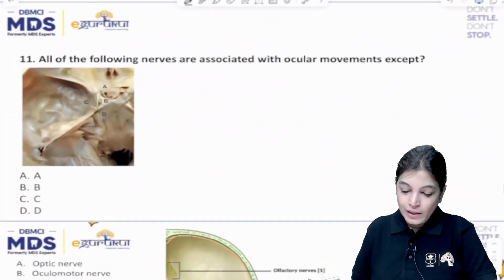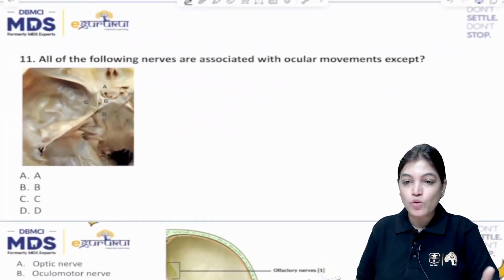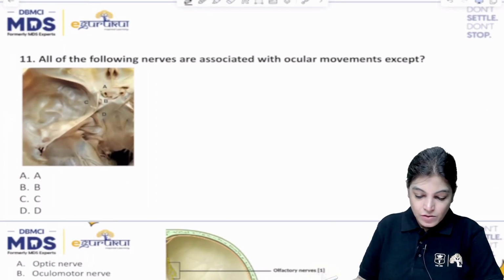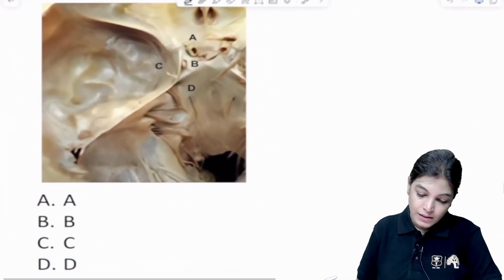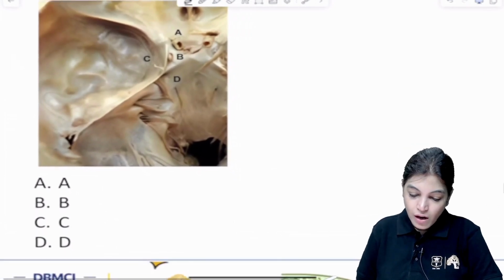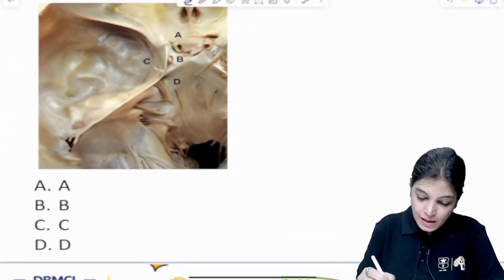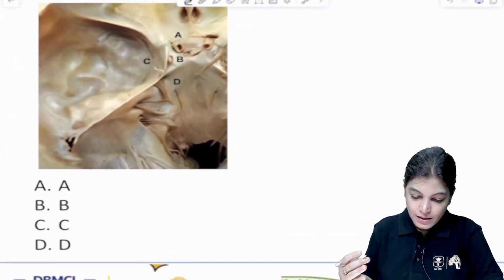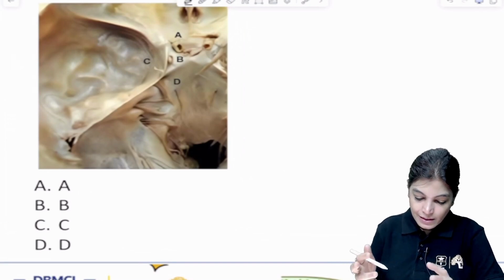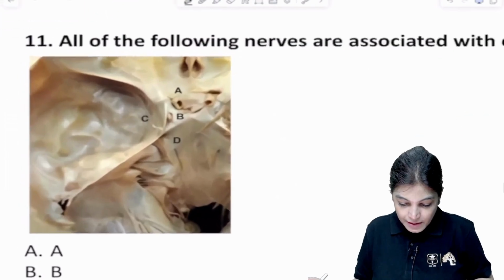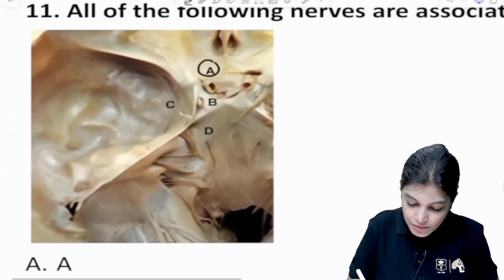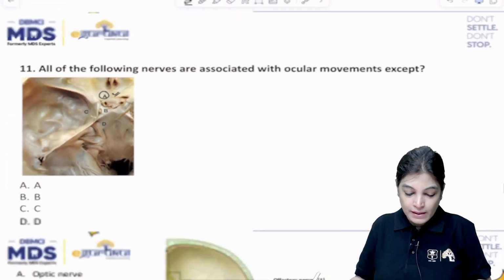Question number 11. All of the following nerves are associated with ocular movements except. So exactly A, B, C, D. It's a very easy one. You have to just identify the nerves and tell me which is not associated. So we can see here A, B, C, D. So basically the nerve which is not associated with ocular movement will be the nerve lying here. This nerve which you are seeing will be running along the ophthalmic artery, the optic nerve. So this is optic nerve.